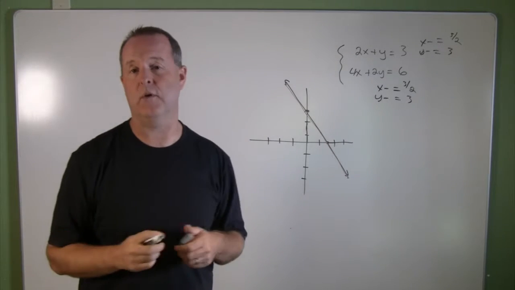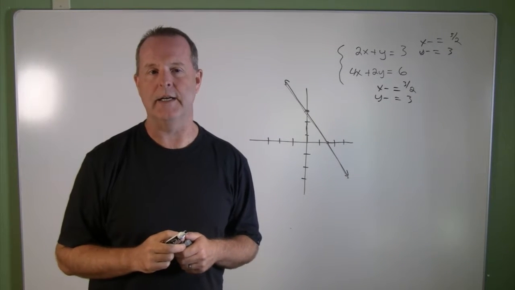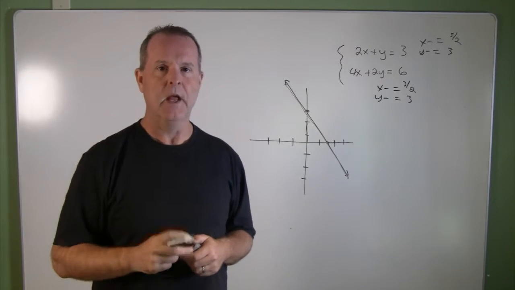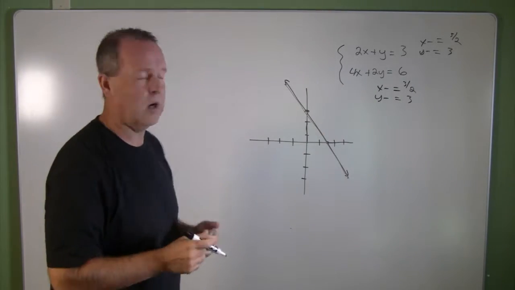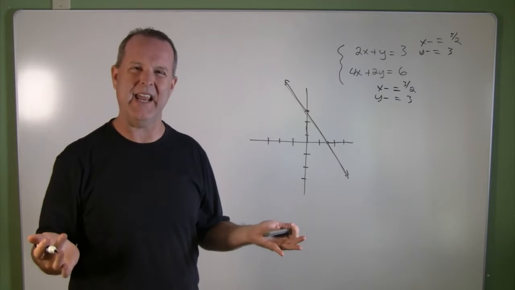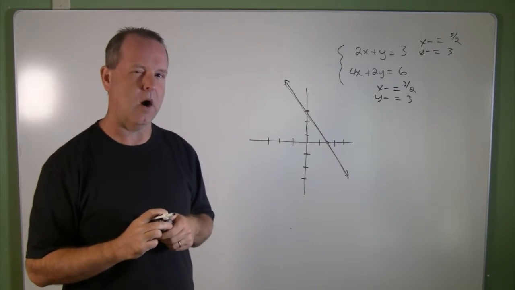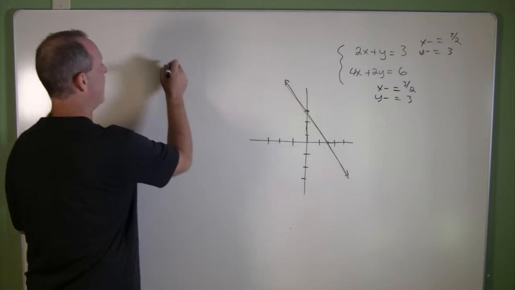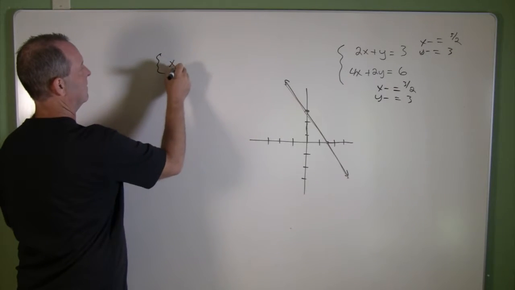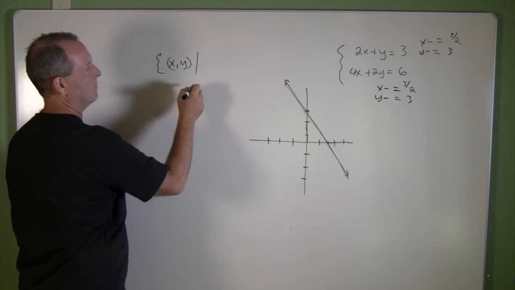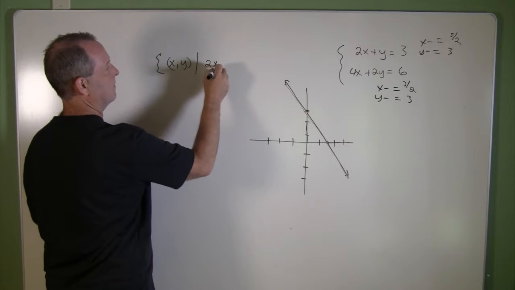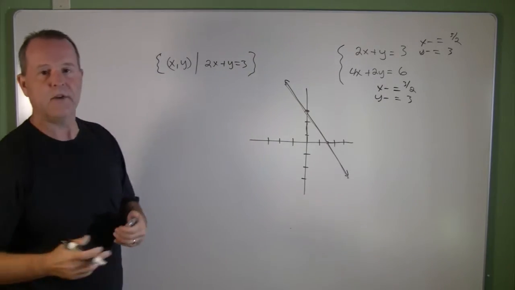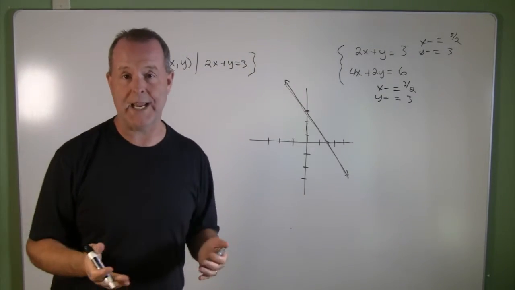So this is a graphical representation of a system that has an infinite amount of solutions. Two points I want you to be aware of. Well, how do we write that solution set down? How do we say what the solutions are? Well, one way that we can do that is we can write it down. There is a notation there, so let me explain this notation to you.